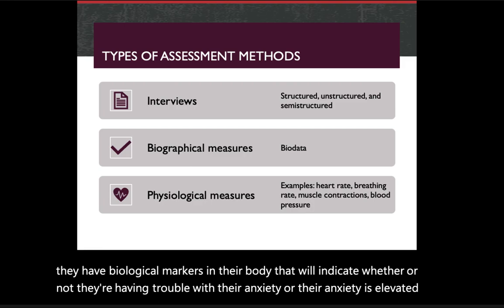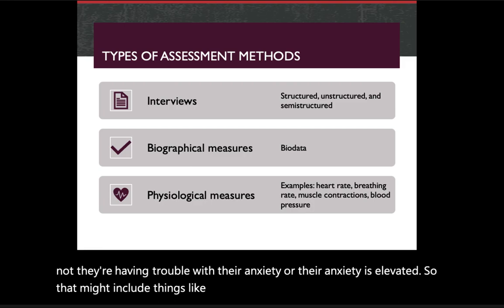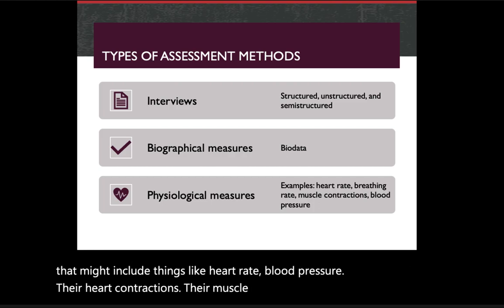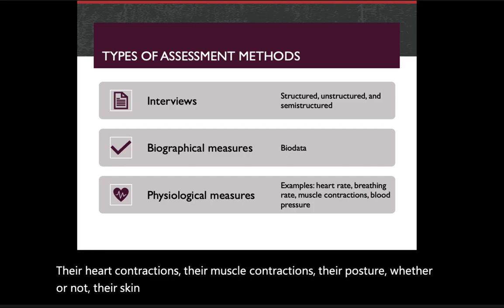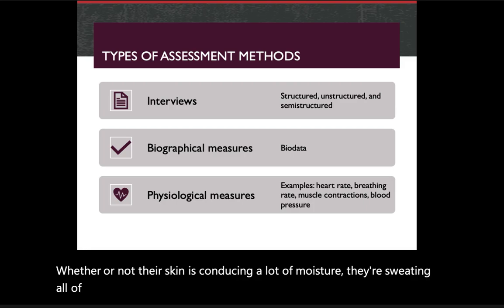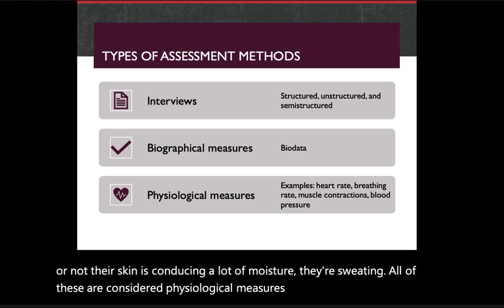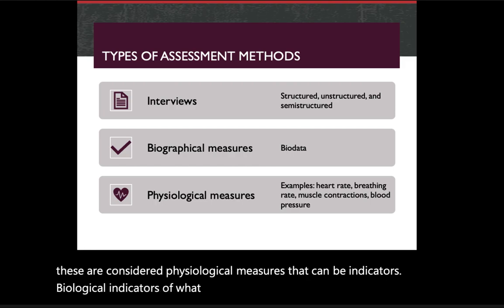That might include things like heart rate, blood pressure, heart contractions, muscle contractions, their posture, whether or not their skin is conducting a lot of moisture, they're sweating. All of these are considered physiological measures that can be biological indicators of what someone is experiencing.